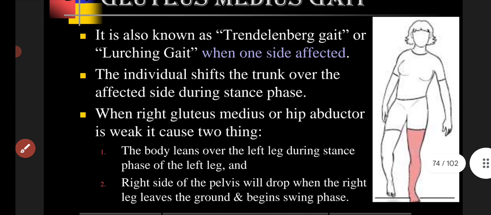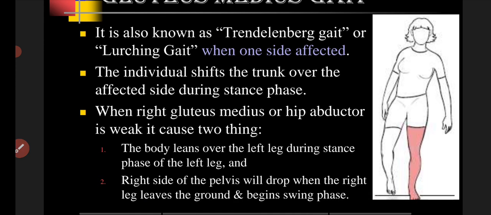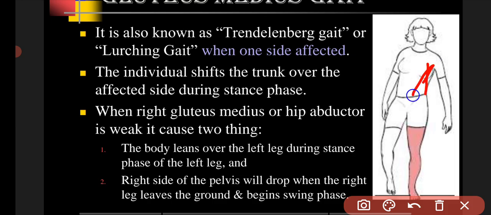Okay, the individual shifts the trunk over the affected side. See, in this picture, the individual is shifting the trunk. This is the affected side. The trunk is shifted towards this one. This is the affected side. The trunk is shifted towards the affected side during the stance phase.